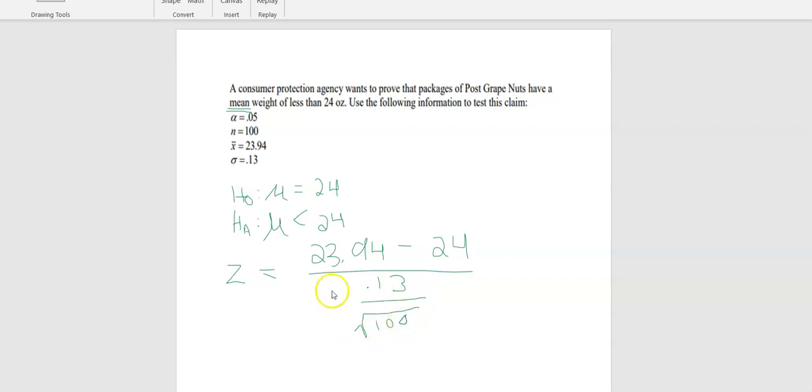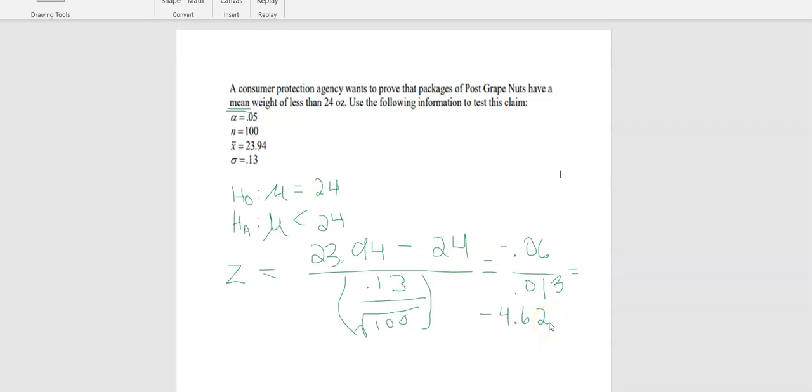Now it is wise to do this part right here in your calculator first. Now I can do the top subtraction, which is going to give us negative 0.06, but I'm going to put the bottom into my calculator, which gives me 0.013, and then I'll divide these out, and that gives negative 4.62.